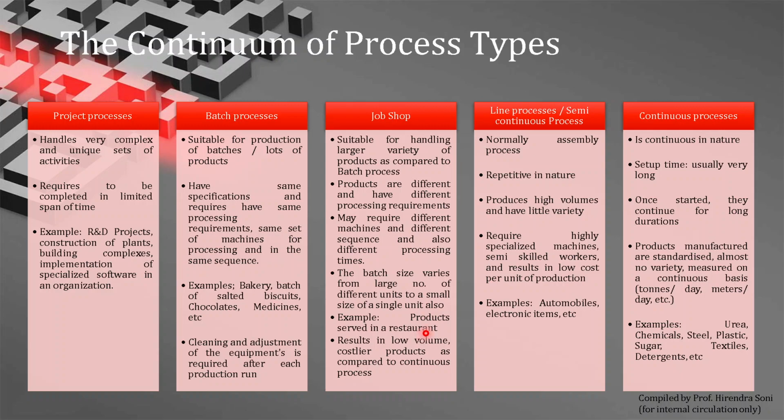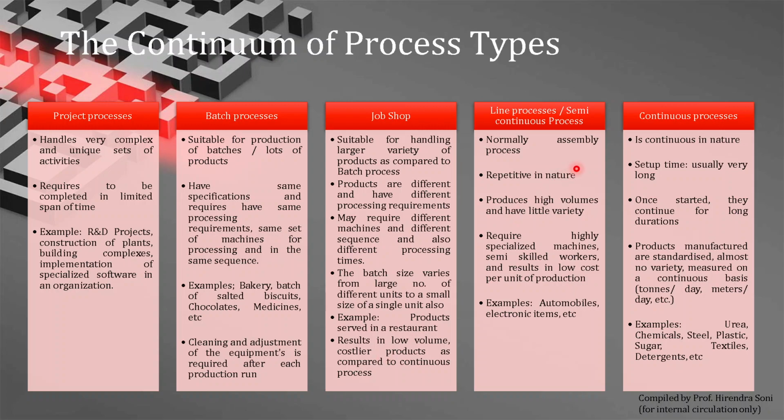An example is a product served in a restaurant. So variation can be seen in those cases, but they are also manufactured in batches. It results in low volume, costlier products as compared to continuous process.